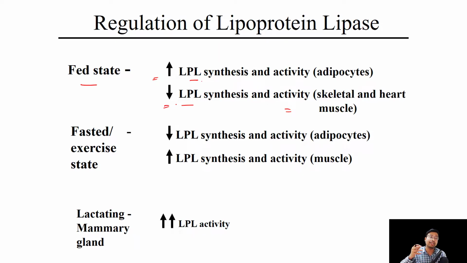The reverse will happen in fasted state or in state of exercise. So in fasted and exercising state, in case of adipocyte, we don't need to store fat, right? So lipoprotein lipase activity decreases. But in case of muscle, the lipoprotein lipase activity is increased because we need more and more fatty acid to give us energy with the help of beta oxidation, right? Because in fasting state, the energy production from glucose is reduced, whereas in fed state there is enough glucose to supply energy to the heart and skeletal muscle.